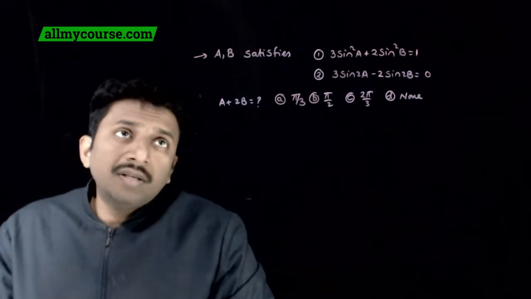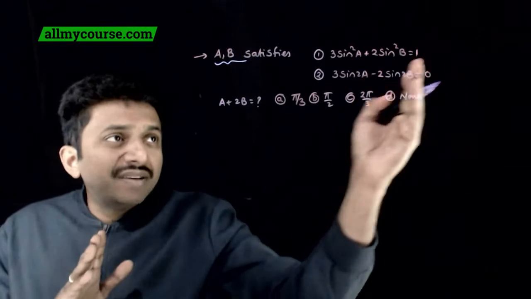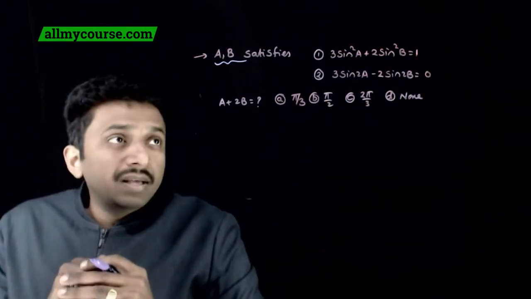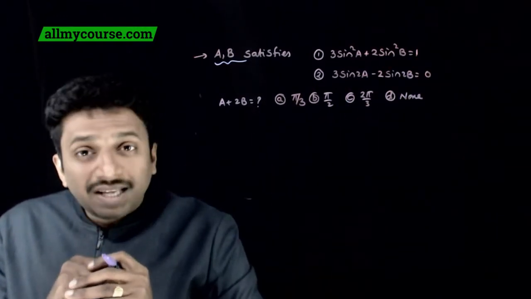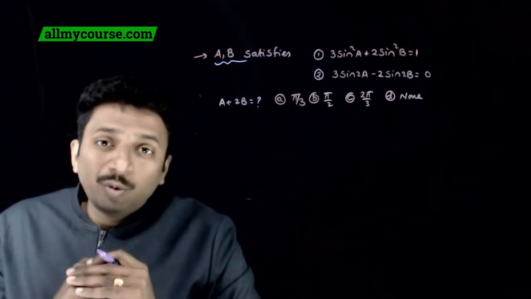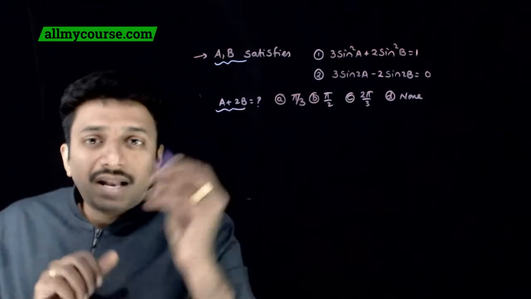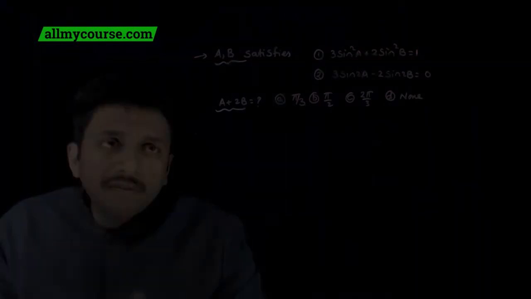So welcome students. In this question you're given that A and B are two angles which satisfy these two equations: 3 sine square A plus 2 sine square B is equal to 1, and 3 sine 2A minus 2 sine 2B is equal to 0. If that is so, can you find the value of A plus 2B?